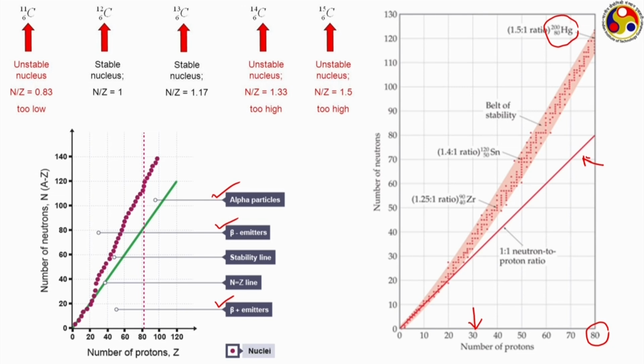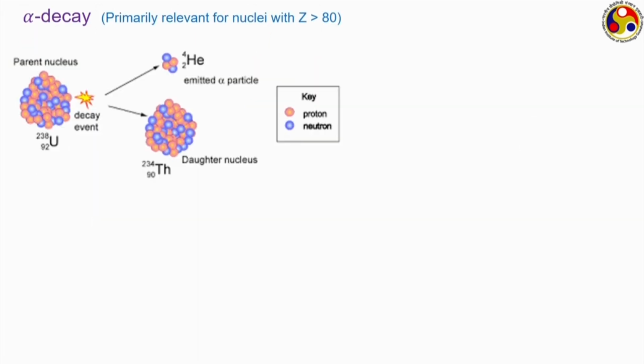And of course, we can also have alpha reactions or alpha decay, which is generally identified for heavier isotopes only. So, this is alpha decay, which is primarily relevant for nuclei with z greater than 80. That does not mean that it does not happen for z less than 80, but it is more prevalent when z is greater than 80. This is an example of that.